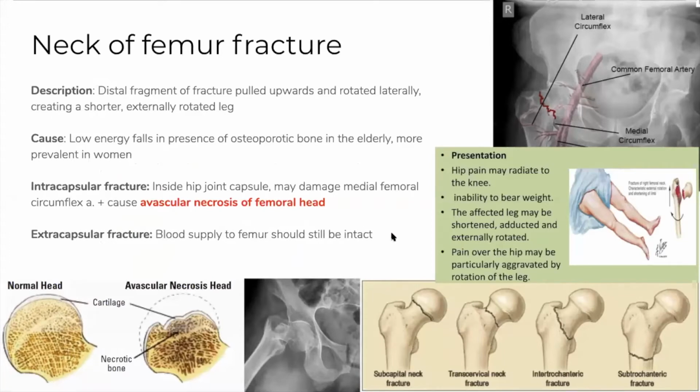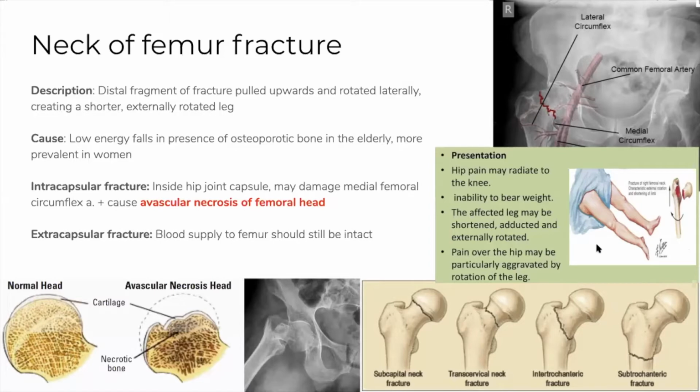So what happens when the femur is fractured? Well, there's different types of femoral fractures, but usually it's in the neck or the shaft of the femur. In a neck of femur fracture, patients present with a shorter, externally rotated leg, which is pretty interesting because the distal part of the fracture is pulled upwards and rotated as a result of the break in the bone. This usually happens in older women with osteoporotic bone who have low energy falls. Why women? Because women get osteoporosis more often following menopause.